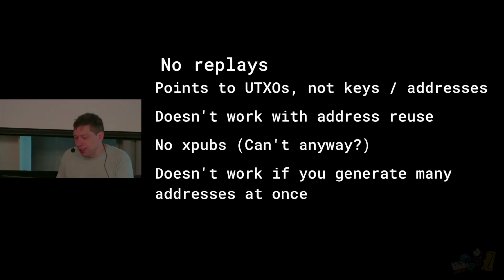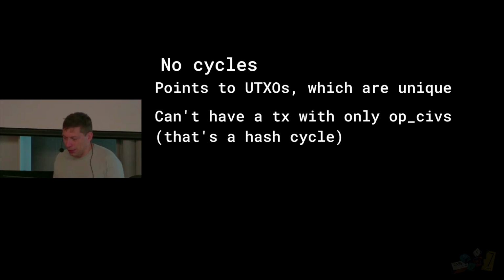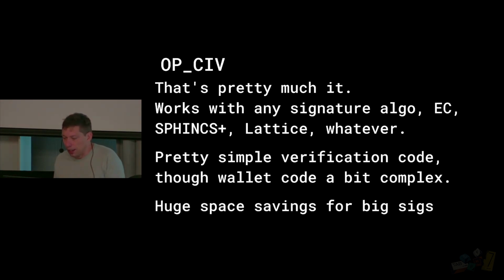And you can't really use xpubs and give them to people. I'm not sure you can do that anyway with post-quantum pub keys, so I'm not sure that's a deal breaker either. The idea of giving someone a smaller thing and they can derive a lot of pub keys from it, maybe there are ways, but it's a little tricky. Okay, so those are some of the downsides. No cycles because they're all unique, but that's pretty much it.